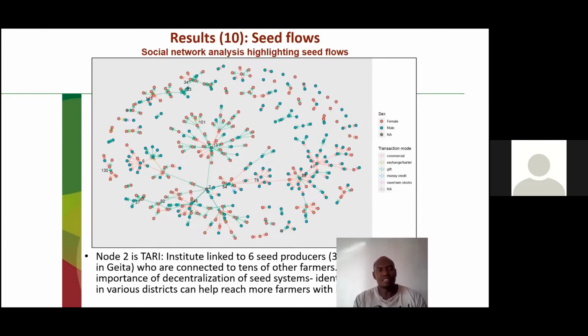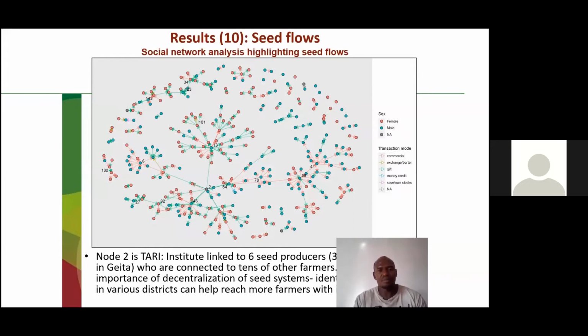But what you realize is that these are then connected to tens of other farmers. For instance, node number 13, a seed producer in one of the villages in Geita district. You can see he has accessed varieties from TARI, but he has so many people linked to him. Actually, he had more than 31 nodes. Other people are linked to him, and some of these are linked to other farmers.